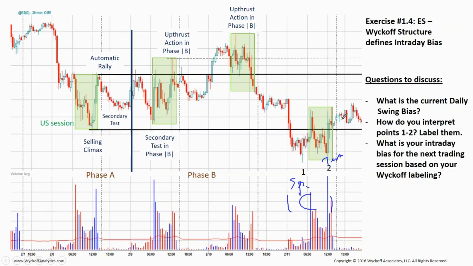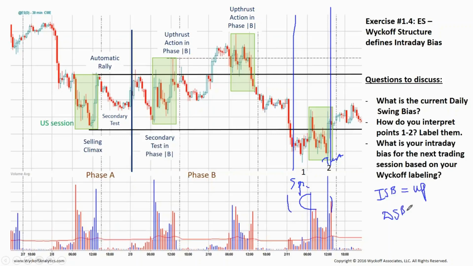Okay, and if this is C, then what do we expect the next day? I mean, what kind of move? Expect a large and quick move up, committing above resistance. Okay, so let's start with the intraday structural bias for the next day. So that will be up. Up. Okay. This one is going to be a little bit trickier.